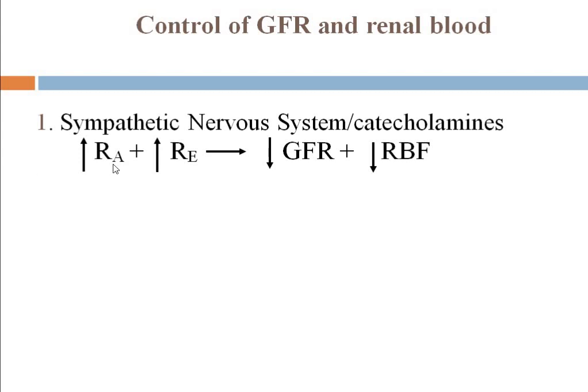And due to the increase of this resistance, both the GFR and renal blood flow are going to decrease. The whole pipe is constricted, in a way we can say, so both the renal blood flow and the GFR are going to decrease. So that is the effect of sympathetic nervous system stimulation or catecholamines. This happens in severe hemorrhage as a compensatory mechanism.